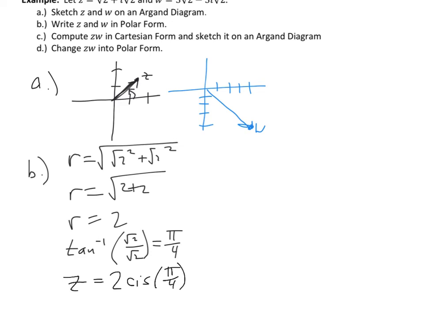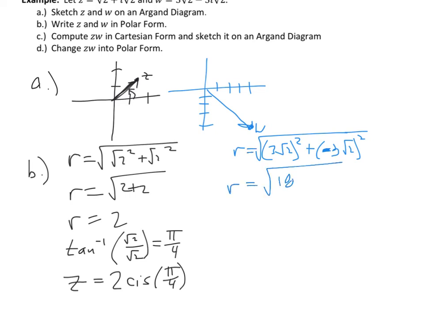Okay. For w, I need to find the square root of 3 root 2 squared plus negative 3 root 2 squared. You might have noticed this negative here really doesn't matter because it's going to get squared. I don't know that it's necessary to write it here, but it's just a good idea to be in the habit because other places the negative really does matter. So as I work through this, it will be the square root of 18 plus 18, which is the square root of 36, which means this modulus is 6.